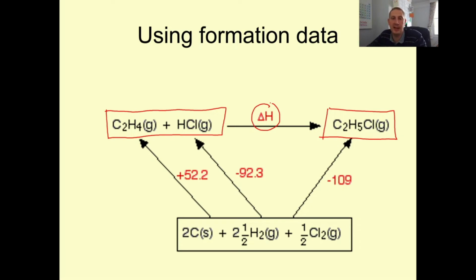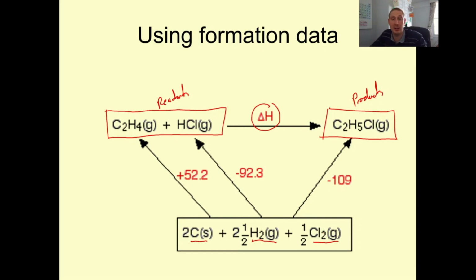Well, instead of pulling everything apart, we can imagine making all of these from a standard Lego kit. Carbon, hydrogen, chlorine, standard states. Carbon is a solid in its standard state. Hydrogen is a diatomic gas. Chlorine is a diatomic gas. We would use the same kits to make both of these. So whether we're making the reactants or the products, we would be using the same stuff. We'd be using 2 carbon atoms, 2.5 hydrogen molecules and half a chlorine molecule.